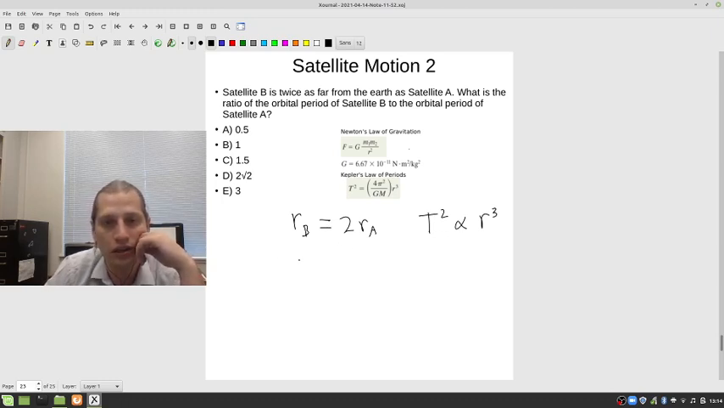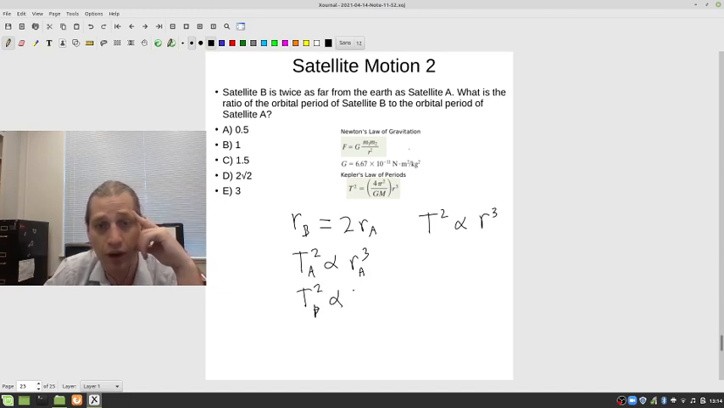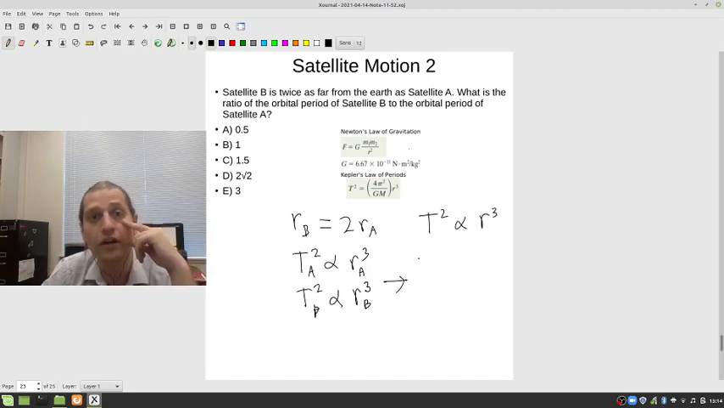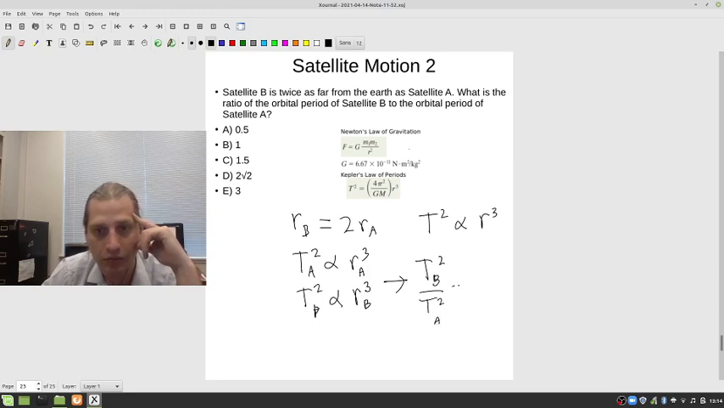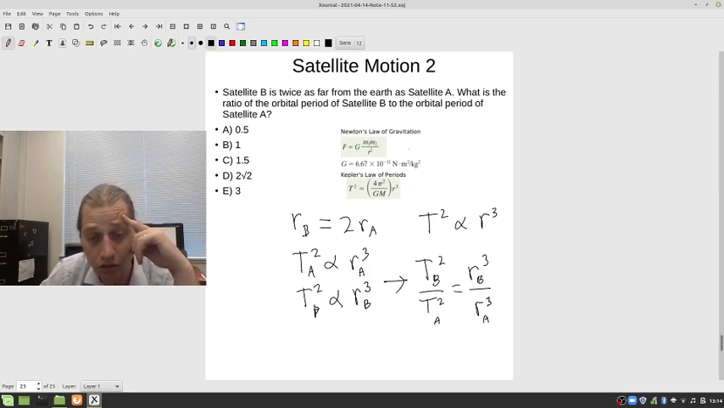Okay, so in this flavor, we have T_A squared is proportional to r_A cubed. T_B squared is proportional in the same way to r_B cubed. And so we can have, it says, what is the ratio of the orbital period of satellite B to A? So T_B squared over T_A squared would be equal to r_B cubed over r_A cubed.